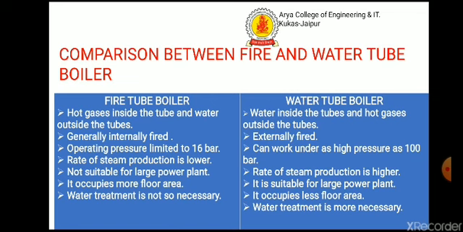Now comparison between fire tube and water tube boiler. Difference between water tube and fire tube boiler. First major difference: hot gases in fire tube boiler. Hot gases are inside the tubes and water outside the tubes, meaning hot gases are inside the tubes and water surrounds them. On the other hand, in water tube boiler, water is inside the tubes and hot gases outside the tubes.